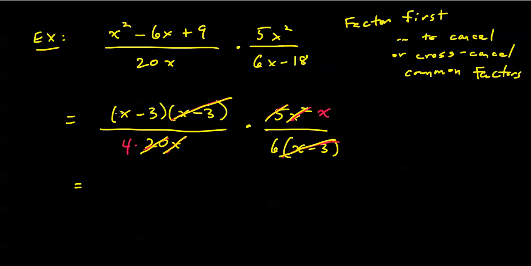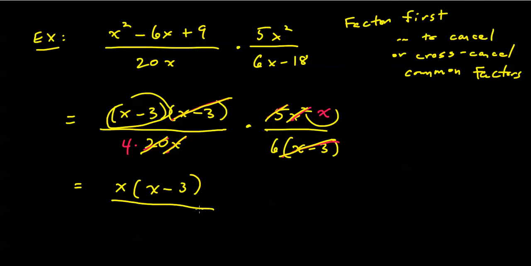So I can say in my numerator, all that's left is an x minus 3 times x, right? So I'll write that out. X times x minus 3. All the other factors have turned into somewhat invisible ones. And downstairs, everything's gone except the 6 times 4 is 24. So there's my final answer. X times x minus 3 over 24.